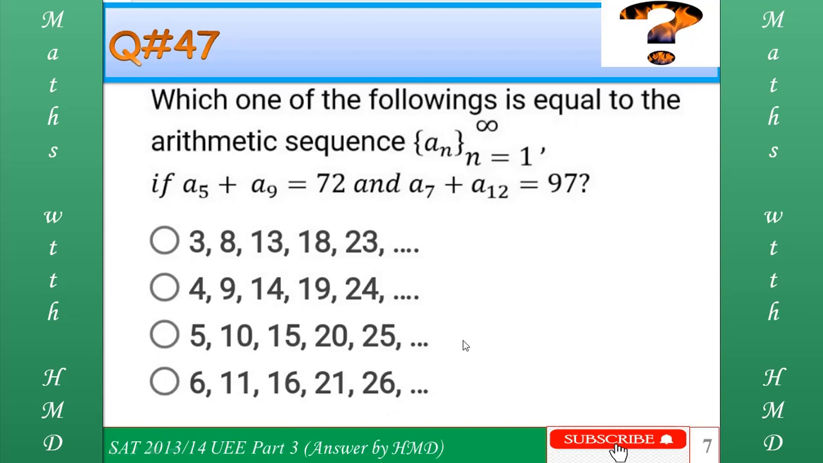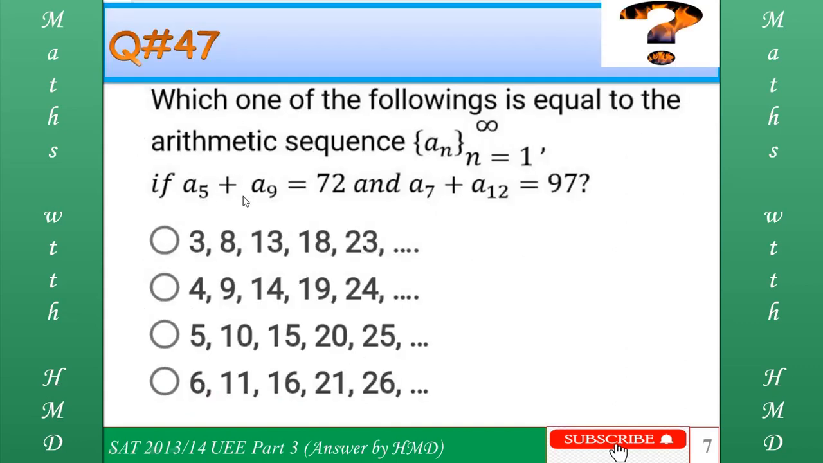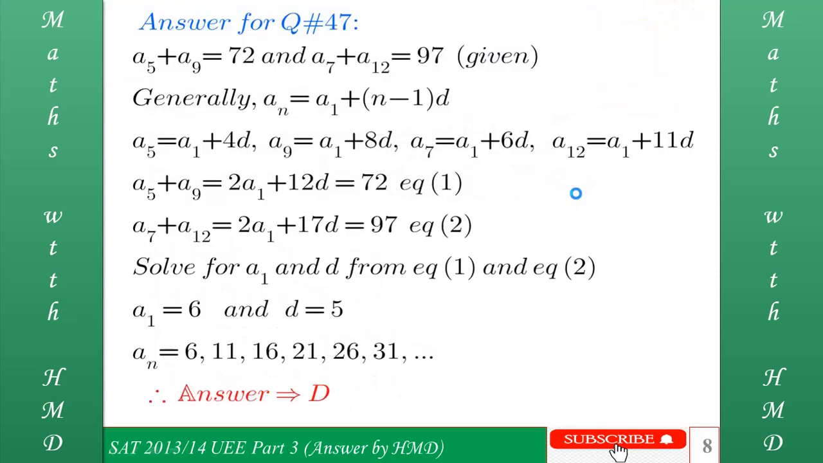Before watching the answer, please stop the video here and try to do it by yourself first and compare with my answer, right? Okay, let's continue. Here is the answer for question number 47. So A5 plus A9 is 72 and A7 plus A12 is 97, which is given from the question itself.